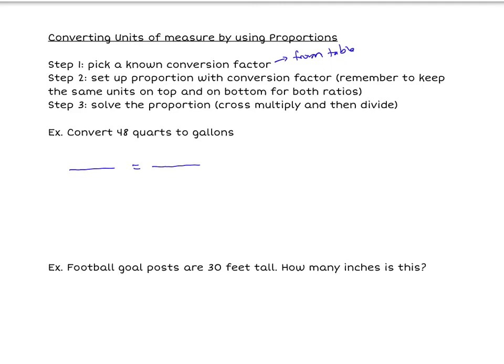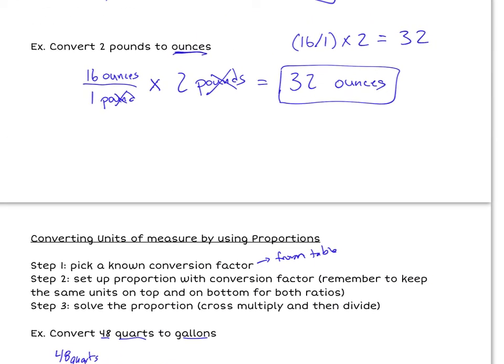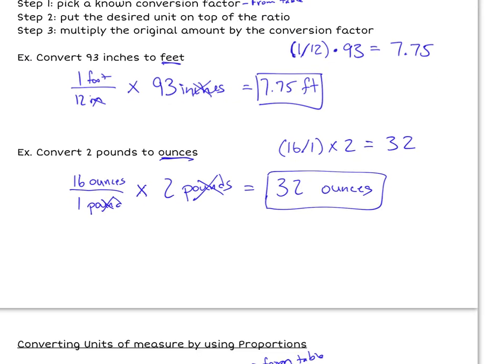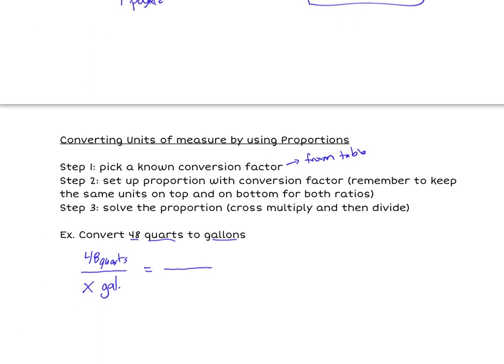So right here we want to go from 48 quarts to gallons. So if I put 48 quarts, and I'm going to put X gallons. I'm just going to abbreviate gallons with GAL because we don't know how many gallons we need or we have there. So now we've got to go back up to our table here and we're looking for quarts and gallons. So right here I find I have 1 gallon equals 4 quarts. So I can use that as my other piece. Now it was 1 gallon equals 4 quarts.